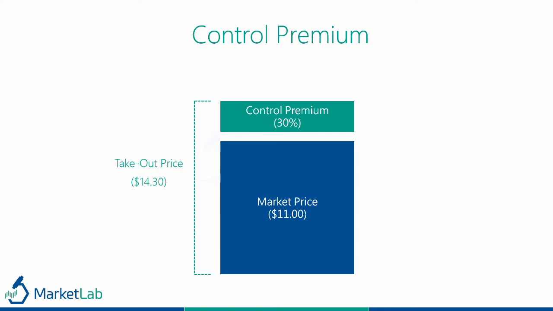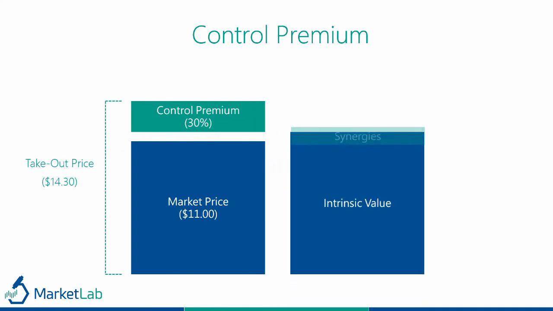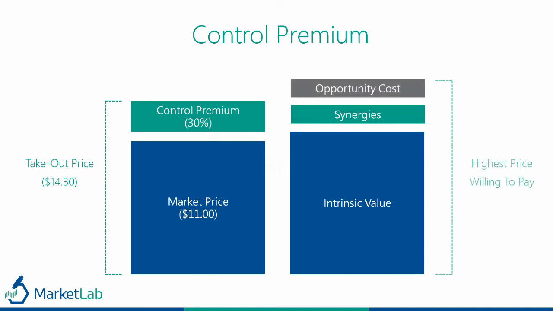Theoretically, the maximum value a buyer would pay is equal to their perceived view of the intrinsic value of the firm plus synergies, the value from combining the two companies, such as reducing redundant business units, plus the opportunity cost of not acquiring the company. For example, if a competitor is going to buy them and become a greater competitive threat.